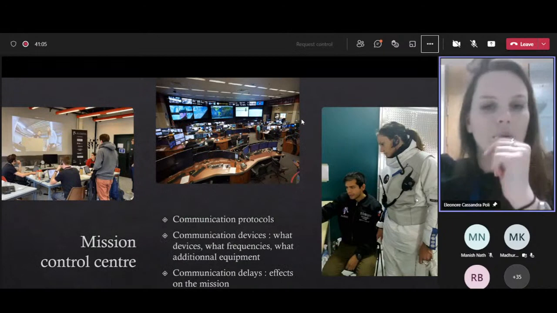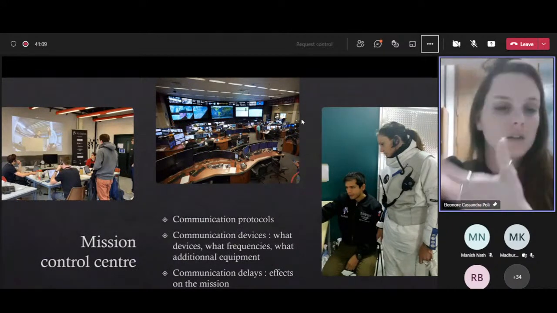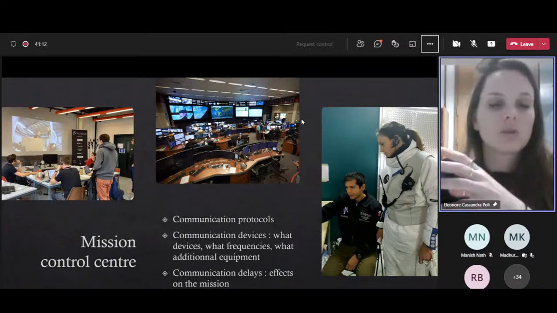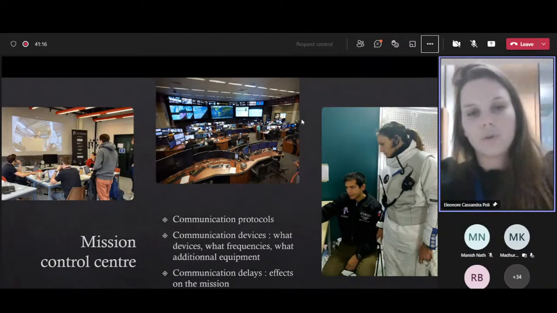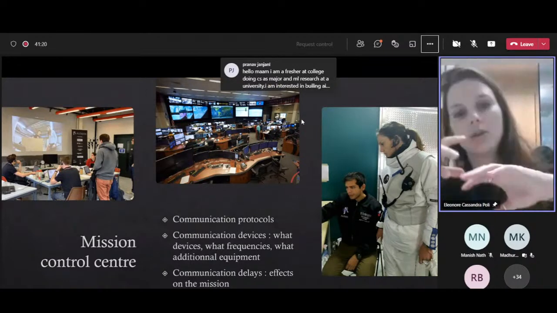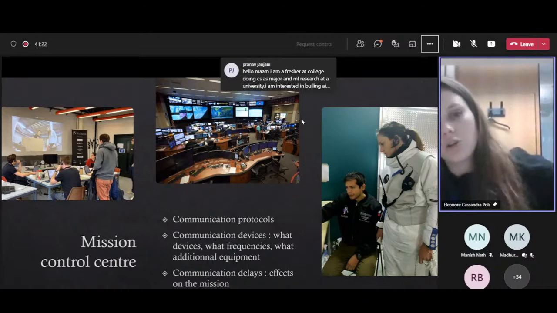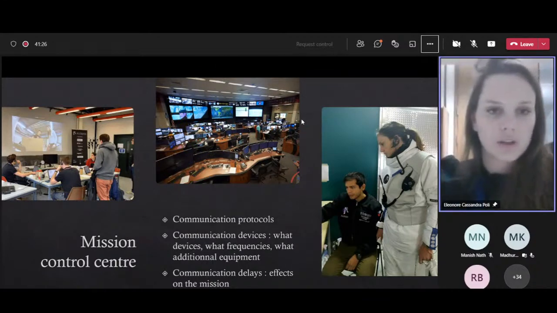There you go. So another important aspect of analog space missions and space missions alike is the mission control center. When you have a space mission, you have your crew inside the spacecraft or in the habitat, and then you have the communication center on Earth. And we replicated the same during our analog space mission in Asclepios.